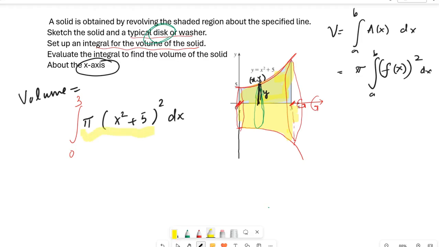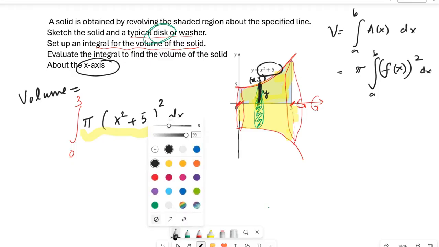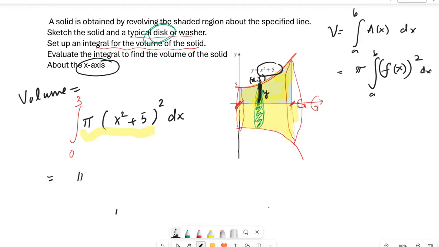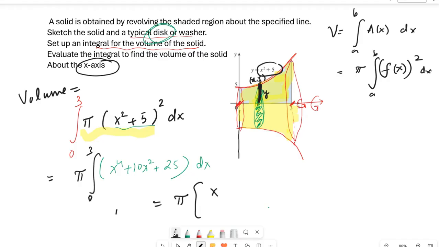So this part is the area of your disk which we cut using the cross section, because the radius of that disk is coming from the y value, which is f of x. So pi times the square of x squared plus 5. Pi can be factored out. This square can be opened as x to the 4 plus 10x squared plus 25 using the binomial square. Pi is outside. The integral of x to the 4 would be x to the 5 over 5, 10x cubed over 3, plus 25x.